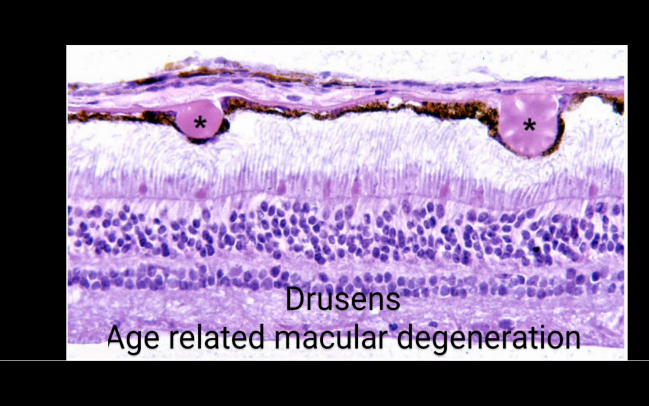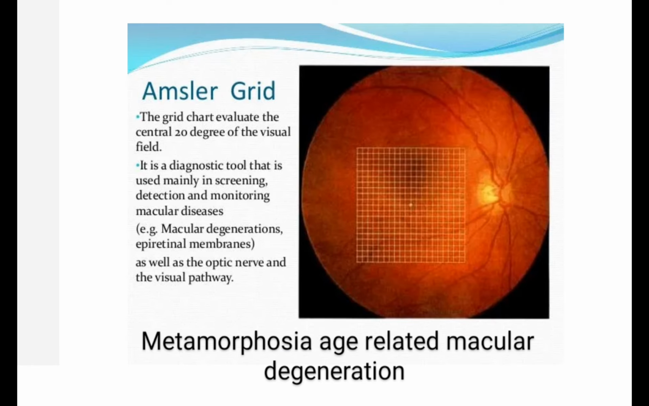Then these are drusen. These are shown in the retinal layers. Drusen are seen in age-related macular degeneration. And one important finding in age-related macular degeneration is metamorphopsia. Metamorphopsia, this is basically tested with the Amsler grid test.